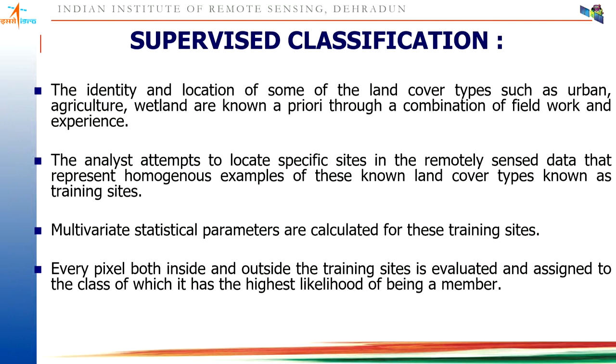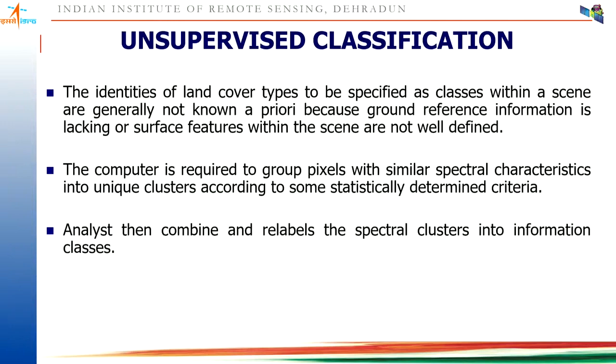Once the statistical parameters for training sites are calculated, every pixel inside and outside of this training site is checked against these training sites using certain criteria. The criteria differ with the algorithm that we are using. So, each pixel, both inside and outside the training site, is evaluated and assigned to the class of which it has the highest likelihood of being a member. Based on which algorithm we use, the logic changes.